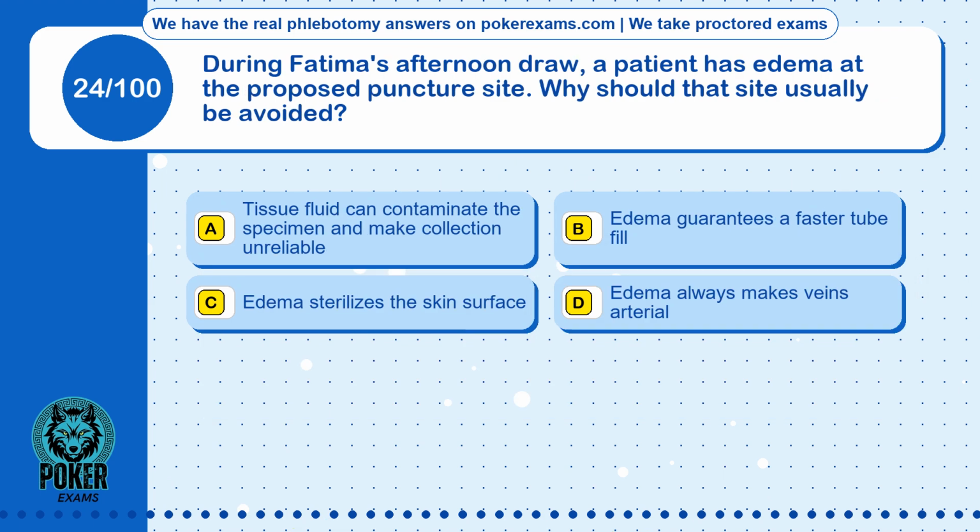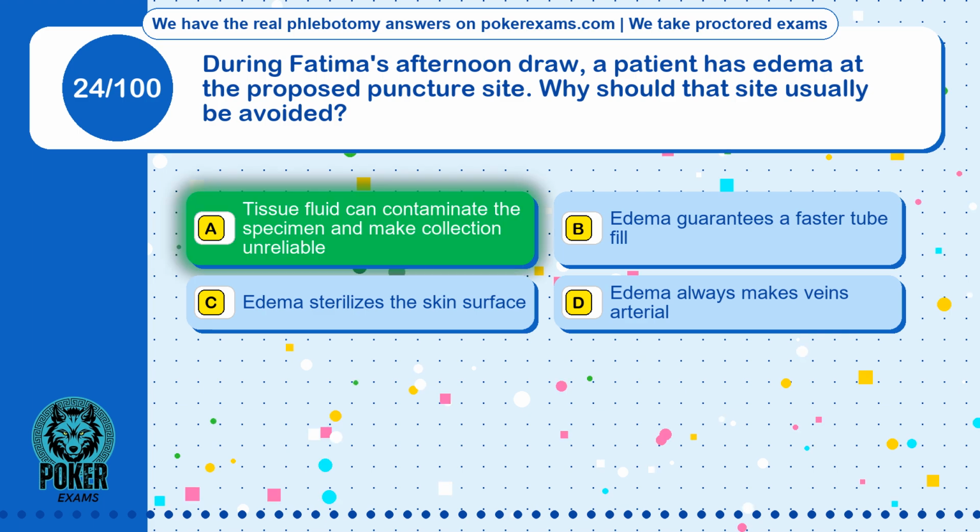Question 24. During Fatima's afternoon draw, a patient has edema at the proposed puncture site. Why should that site usually be avoided? Option A: tissue fluid can contaminate the specimen and make collection unreliable. Option B: edema guarantees a faster tube fill. Option C: edema sterilizes the skin surface. Option D: edema always makes veins arterial.